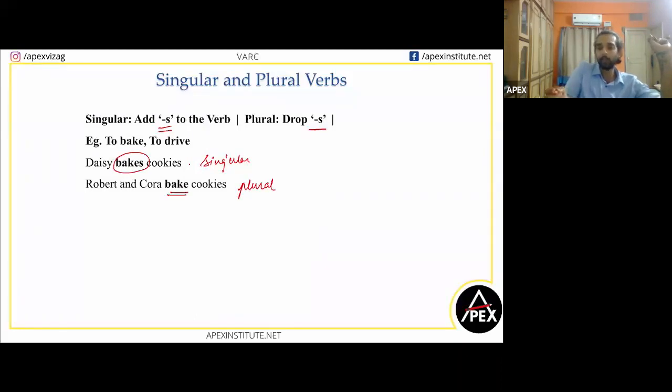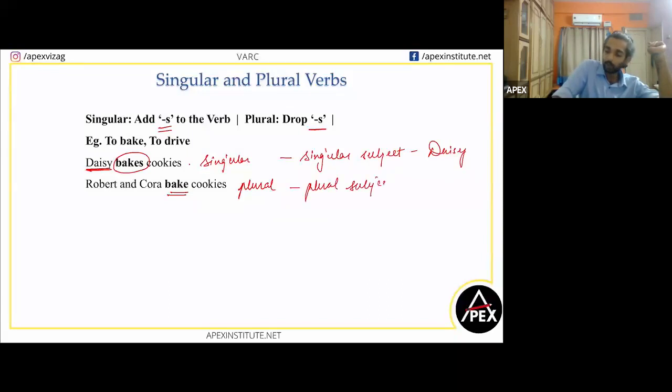Now look, why am I using singular here and why am I using plural? If you see carefully, Daisy is the only one doing the action. So this is a singular subject. And who is that singular subject? Daisy. Correct. What about here? The subject is a plural subject. Plural subject means more than one or many.